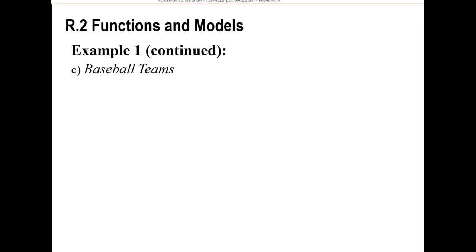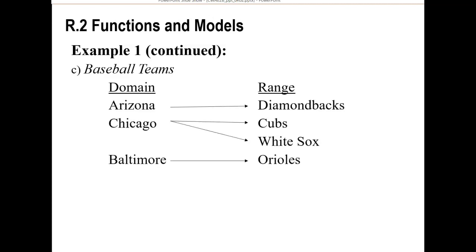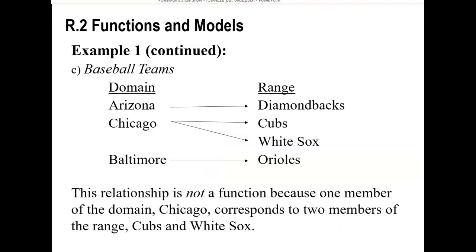All right. Third example for part C is baseball teams. So domain, Arizona, Chicago, and Baltimore. Range, Diamondbacks, Cubs, White Sox, and Orioles. So we have a city and then the baseball team over here. So Arizona pairs with 1 baseball team. However, Chicago has 2, Cubs and White Sox, and Baltimore is 1. So this would not be a function because we have a member of the domain, Chicago, that corresponds to 2 separate elements over here in our range, Cubs and White Sox. So that would violate the definition. These elements can only go one place. We have one of those that goes 2 places. So that's not a function.